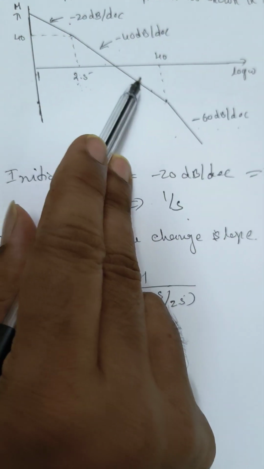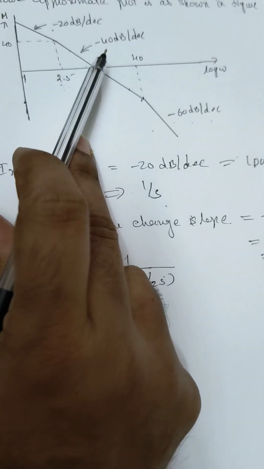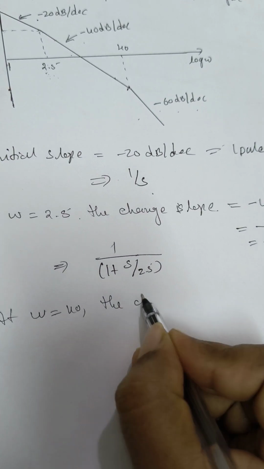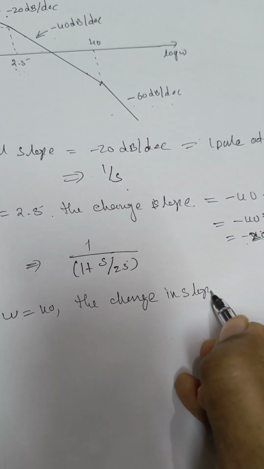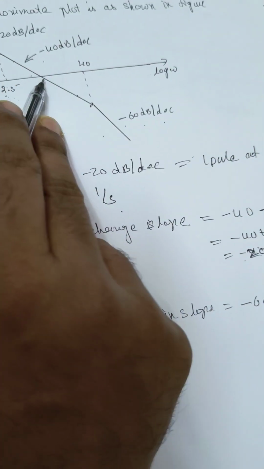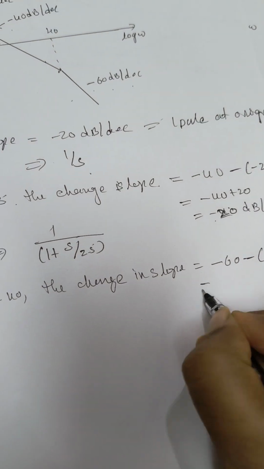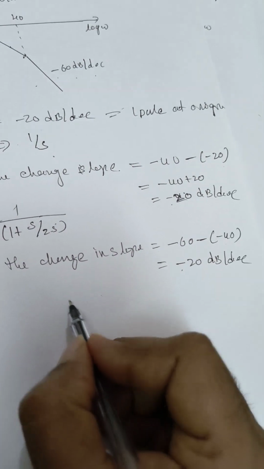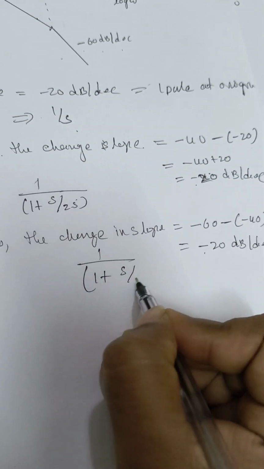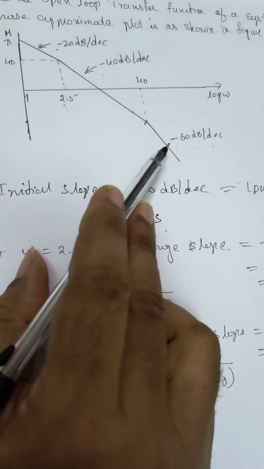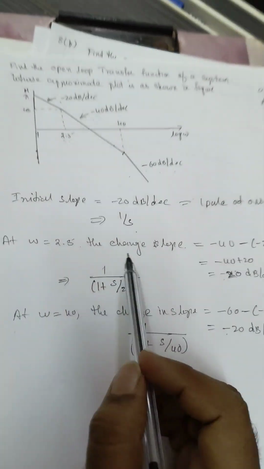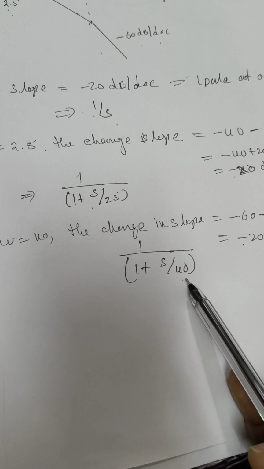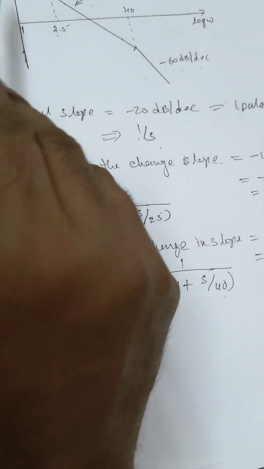Right? Next you can observe up to 40 there is no change. At 40 the slope changes from minus 40 to minus 60. So at omega equals 40, the new slope minus old slope is minus 60 plus 40, which is minus 20 dB per decade, which again is a pole. So this is again 1 by 1 plus s by 40. Now you have three factors: 1 by s, 1 by 1 plus s by 2.5, and 1 by 1 plus s by 40. Finally you have to find the k value.